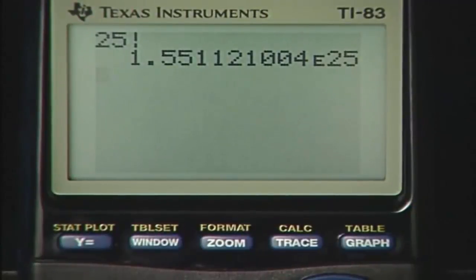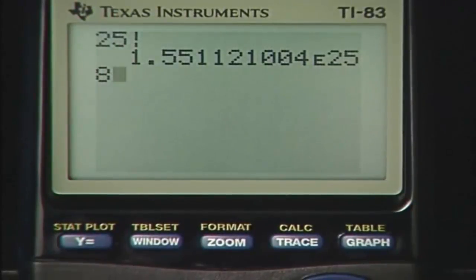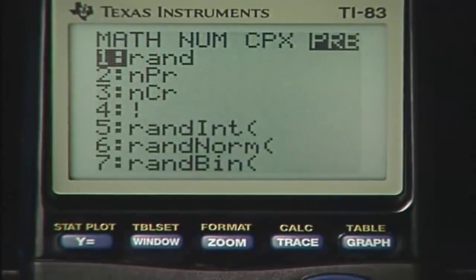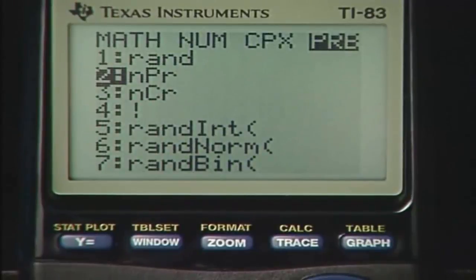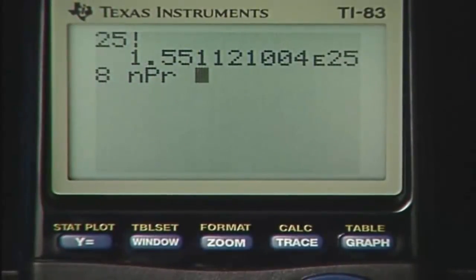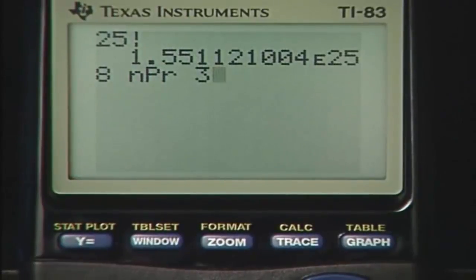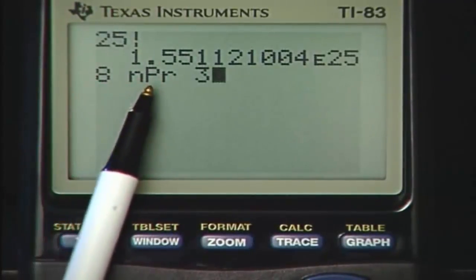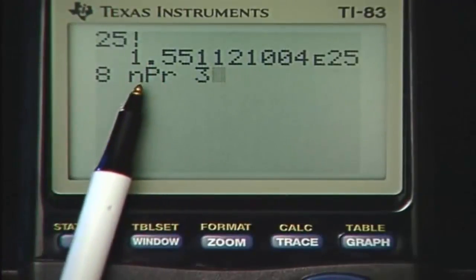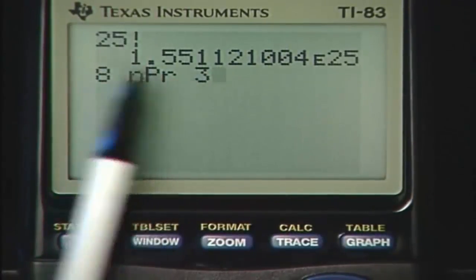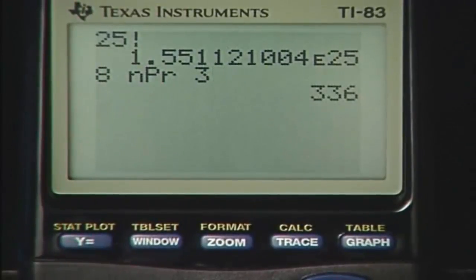Well, let's talk about the permutation idea. If we calculate the permutation of 8 things taken 3 at a time, which we were looking at just a moment ago on the board, then we would enter the 8 and then go to the Math menu, cursor over to the right, down to the permutation of n things taken r at a time, press enter, and now we want 3. So n is the 8 and r is the 3. We enter the 8 first and then the permutation notation and then the 3 and then press enter to give 336, as we expected and as we found earlier on the board.